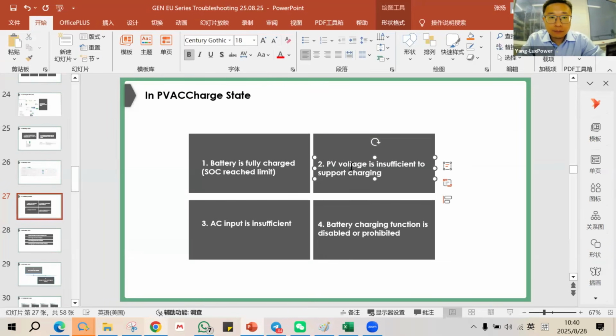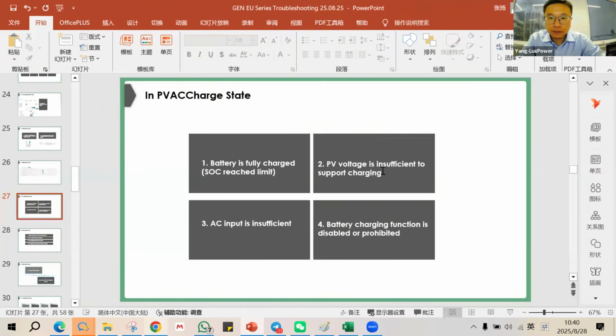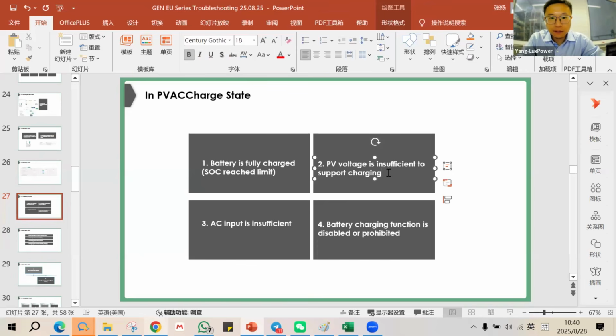They measure the PV input. It's okay, at least 280 volts, but it still cannot start charging because they just connected the cable the wrong way. They put the PV plus to the inverter minus, something like that. It's a very confusing case, but it happens sometimes. So first of all, check your PV voltage.